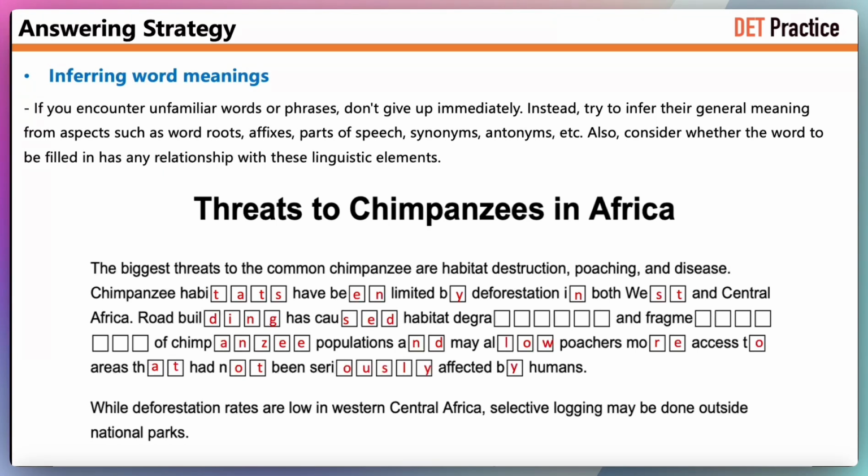Now, let's look at the two long words in the middle. We said this sentence is about road construction. If we build roads in the habitats where these animals live, won't it divide their habitats? Certainly. The word starting with fragme is easily guessed as fragment, meaning piece or part, but there aren't enough letters. Could it be fragmentation? Yes, the letter count matches perfectly. This word means breaking into pieces and can be translated here as fragmentation. What about the word starting with degra? It should be degradation. Habitat degradation can be translated as deterioration of living environment.